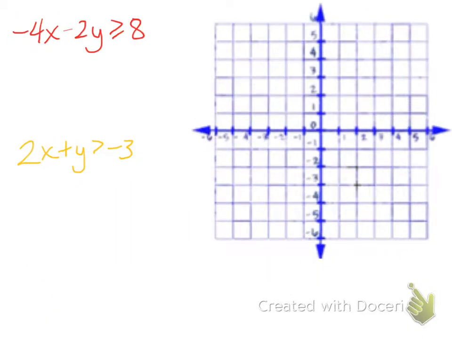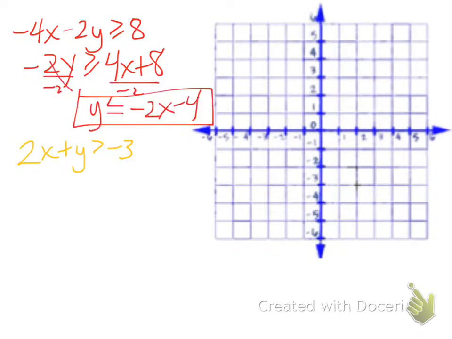And now for our final solution. Again, we have to solve both of these equations for y, so go ahead and pause the video and solve both of these equations for y. When you solve the first equation, again, you're dividing by a negative, so don't forget to flip the inequality. You should get y is less than or equal to -2x minus 4. And when we do the second equation, it's a matter of simply subtracting that 2x, so we get y is greater than -2x minus 3.